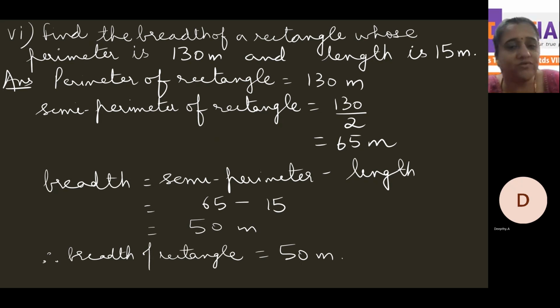So from perimeter, you should find semi-perimeter. Should divide perimeter by 2 and find semi-perimeter. And then semi-perimeter minus the length will give you the breadth. Semi-perimeter minus the breadth will give you the length. Using similar steps, you should do the next one, all the three of you, without my help.